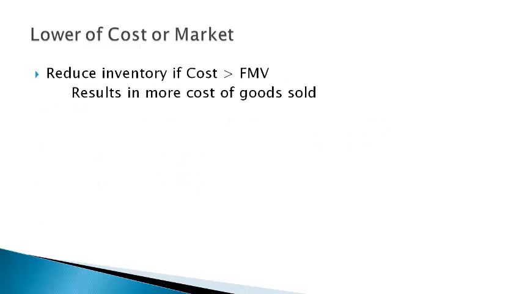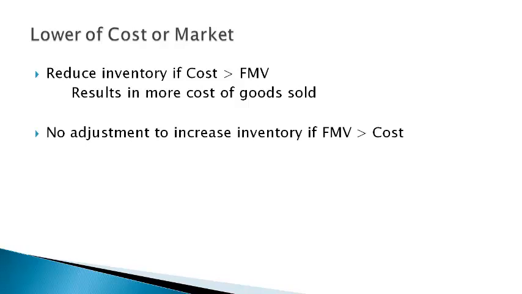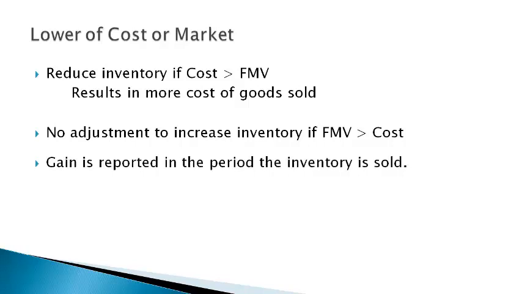Reducing an asset is an expense. The amount of the reduction from cost to a lower fair market value is reported as cost of goods sold on the income statement. No adjustment is ever made to increase inventory when fair market value is higher than the original cost of inventory. Inventory may not be reported at higher than original cost. Any gain in value will be reported in the period the inventory is sold for more than cost.